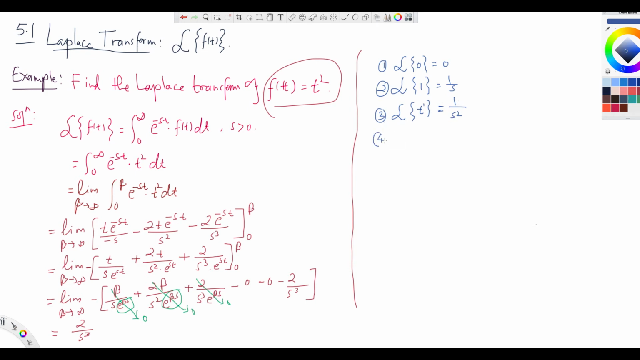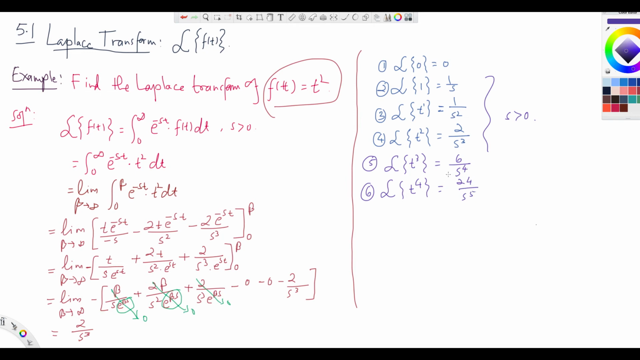Laplace transform of t squared, we got 2 over s cubed. You see that? So if you do the Laplace transform of t cubed, you will see 6 over s to the 4th. In all these cases, s is positive. Okay, guys? So similarly, if you do the Laplace transform of t to the 4th, you will see that is 24 over s to the 5. You will get that if you do.